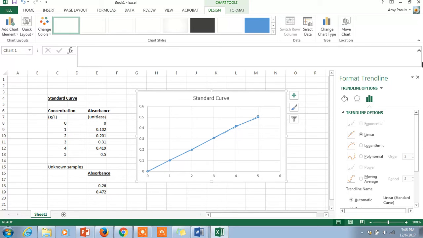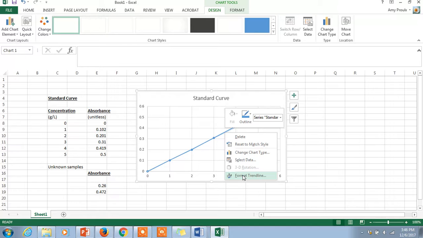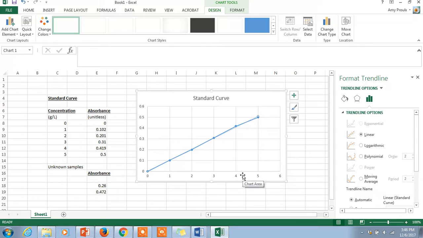Now just let me do that again and walk you through this. So I'm going to put my cursor on the line, right click, and it's going to say format trendline. I'm working from a PC. Unfortunately, I don't know if this is perfectly the same in Mac, but try your best. So I'm going to click on format trendline, and this box is going to come on over the side.